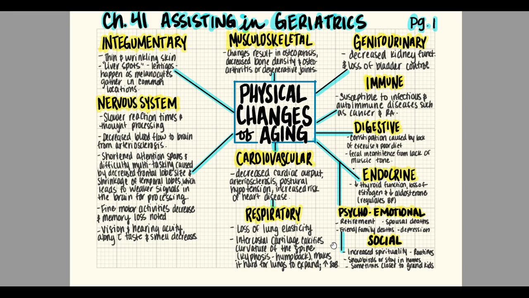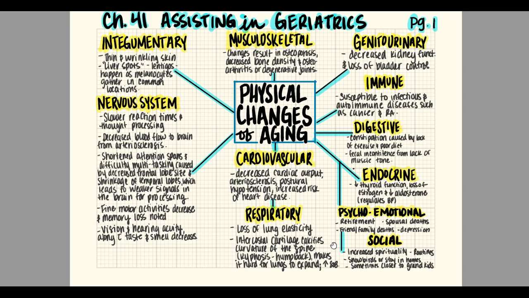Changes to the nervous system include slower reaction times and thought processing, decreased blood flow to the brain from arteriosclerosis, shortened attention spans, and difficulty multitasking, which is caused by a decreased frontal lobe size and shrinkage of the temporal lobes, which then leads to weaker signals in the brain for processing. Also, fine motor activities decrease and memory loss is oftentimes noted. And then lastly, for the nervous system, vision and hearing acuity, along with taste and smell senses also decrease.